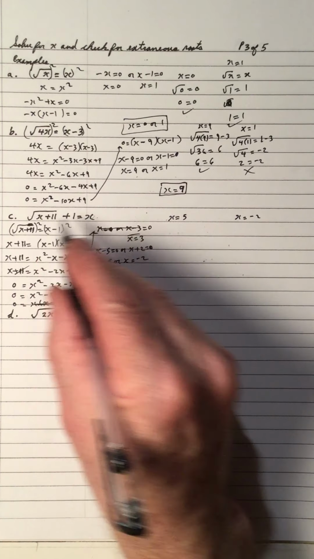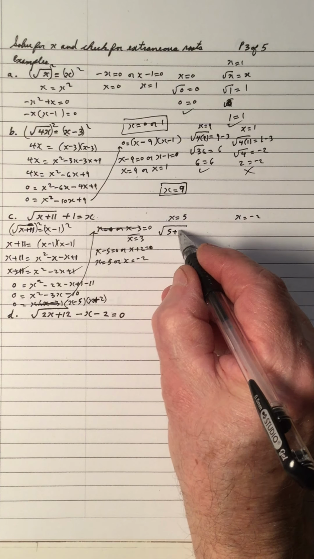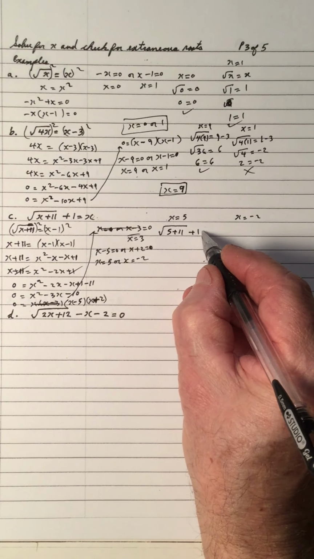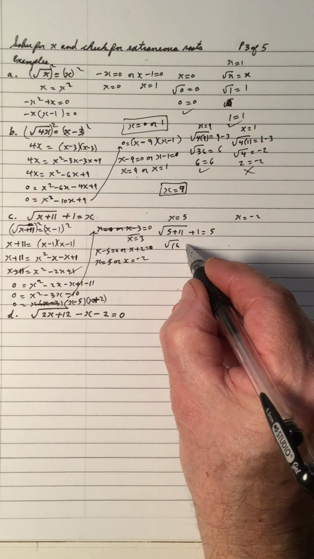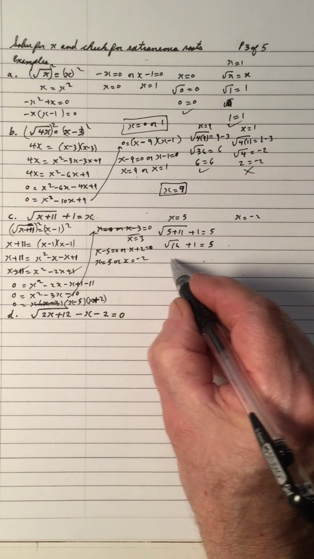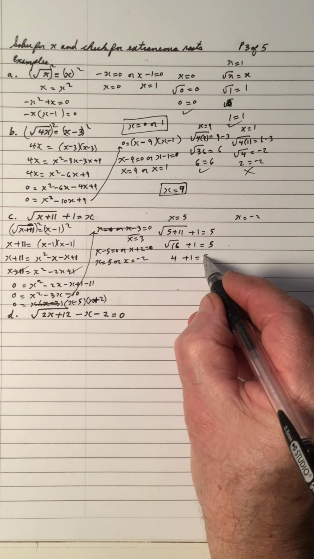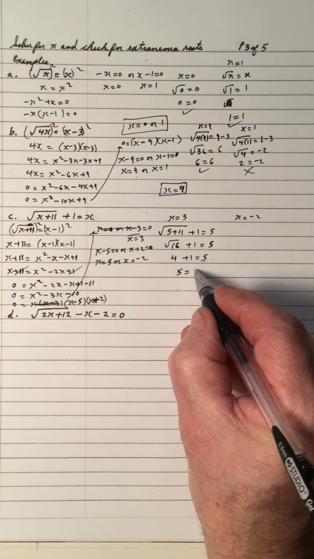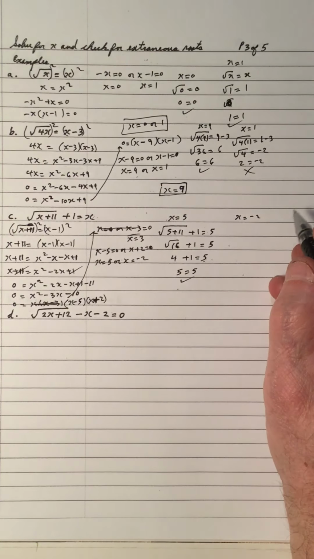So let's check with 5. The square root of 5 plus 11 plus 1 equals 5. Root 16 plus 1 equals 5. The root of 16 is 4, plus 1 equals 5. 5 equals 5, true. So 5 is a root.